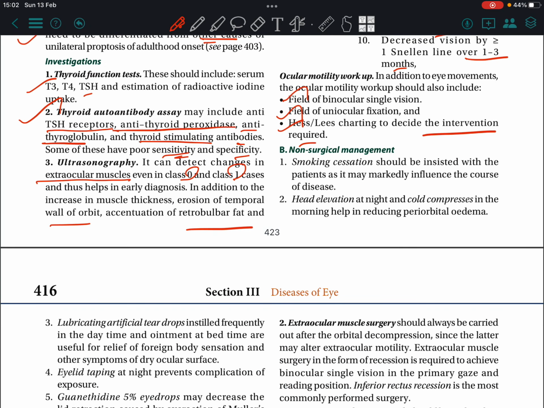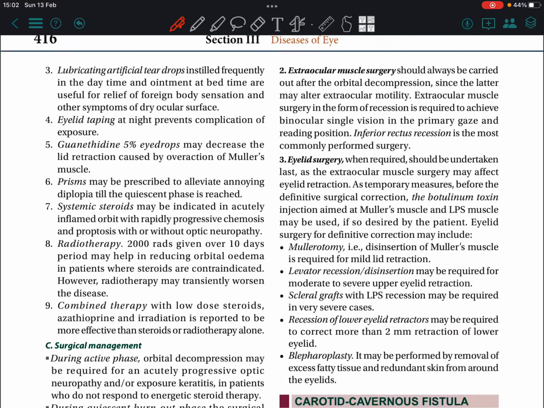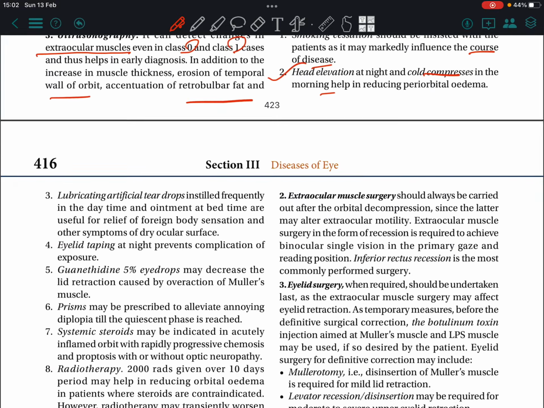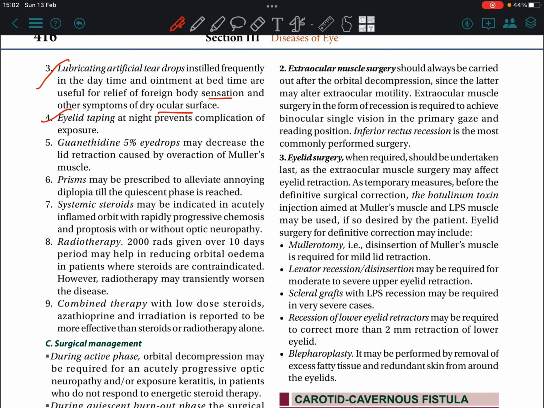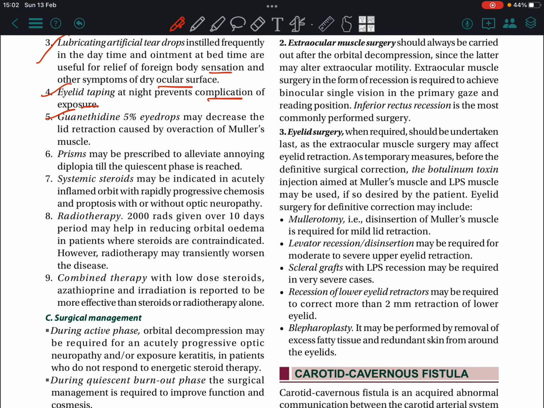Non-surgical management: smoking cessation should be insisted upon with patients as it may markedly influence the course of the disease. Head elevation at night and cold compress in the morning help in reducing periorbital edema. Lubricating artificial tears of methylcellulose instilled frequently in the daytime relieve foreign body sensation and symptoms of dry ocular surface. Eyelid taping at night prevents complications of exposure. Guanethidine 5% eye drops may decrease the lid retraction caused by overaction of Muller's muscle. Prisms may be prescribed to alleviate annoying diplopia till the quiescent phase is reached.